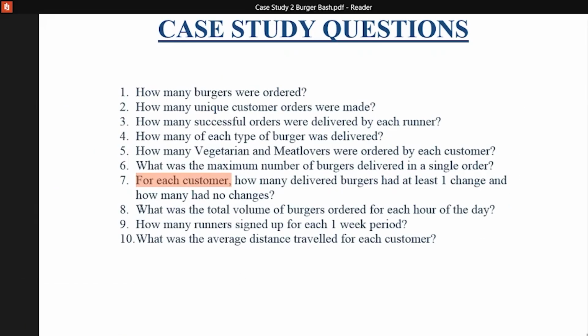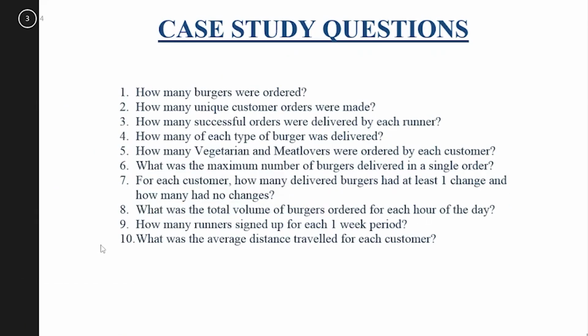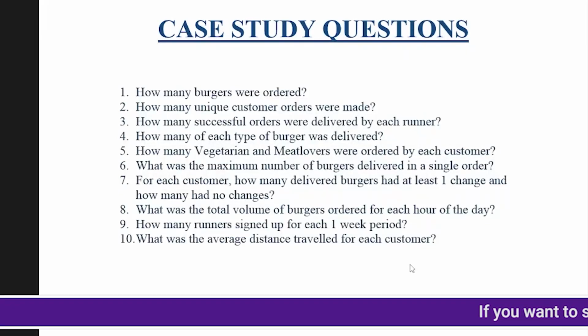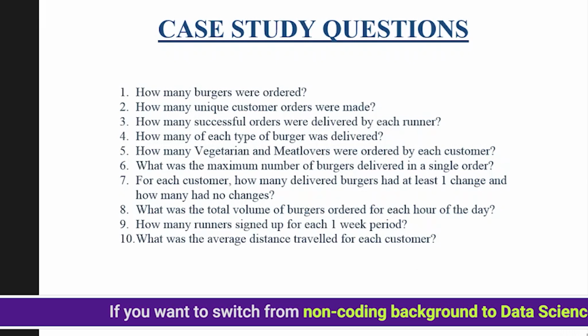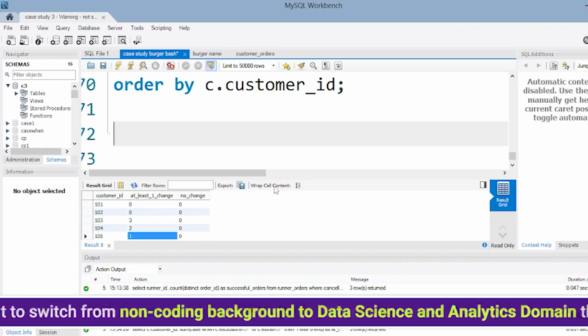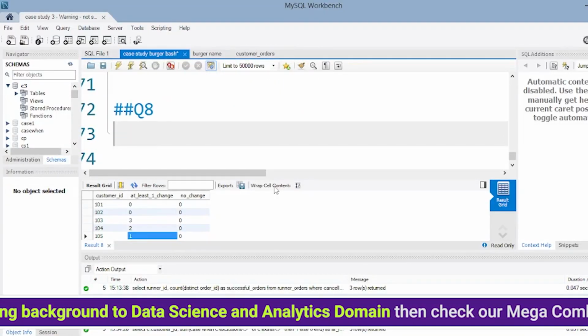Next, let's move ahead with the 8th question. What was the total volume of burgers ordered for each hour of the day? So what you want to find out is the volume of burgers. Volume means simply the count of burgers. Only the words have been used for tricking the question, but the meaning is the same. That is, the count of burgers ordered for each hour of the day. Let's do that. This is question number 8.